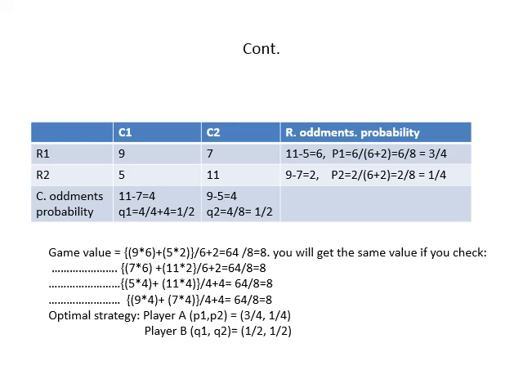Please notice that 6 plus 2 is constant. So 2 over 6 plus 2 equals 2 over 8, which equals 1 over 4. Okay. Let us move to the probability of player B.